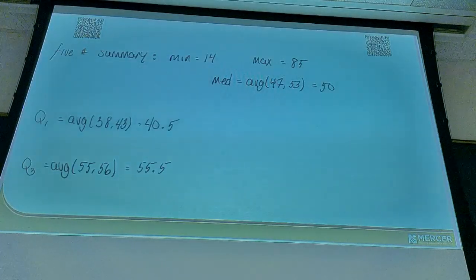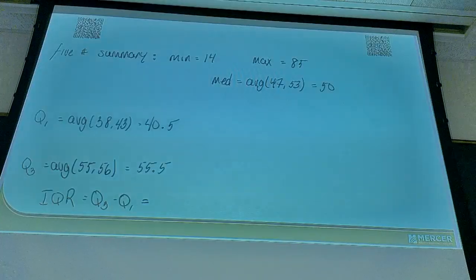I now need what are called the whiskers, and these are just horizontal lines. But they're only going to go out to the minimum non-outlier and the maximum non-outlier. Well, chances are 14 is not the minimum non-outlier, but we don't know that. So let's determine.